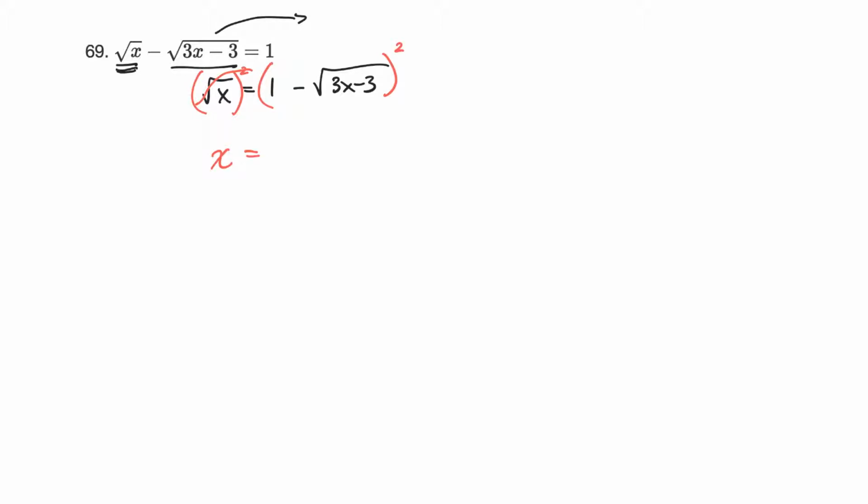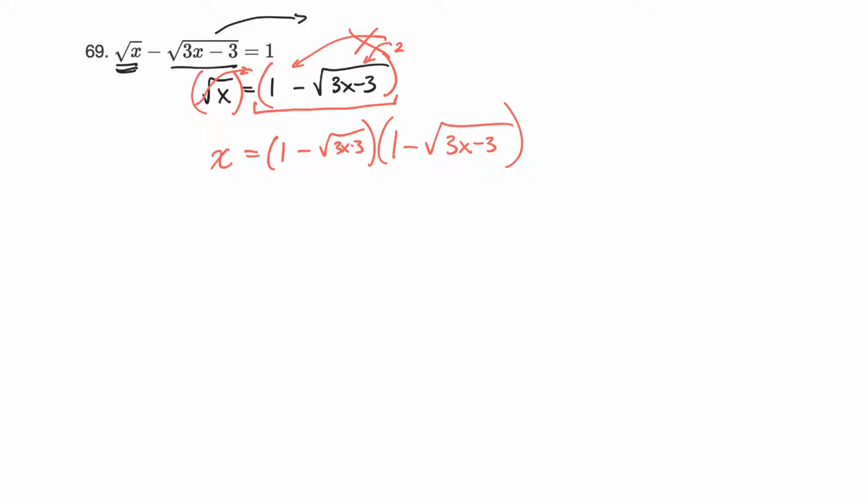But I can't just square the 1 and square this. I can't do that. This squared here, I'm squaring a binomial. It means I have two of them. So I have 1 minus root 3x minus 3, and I have another 1 minus root 3x minus 3. So this is a binomial, so this is a FOIL, or using the distributive property to figure this out.